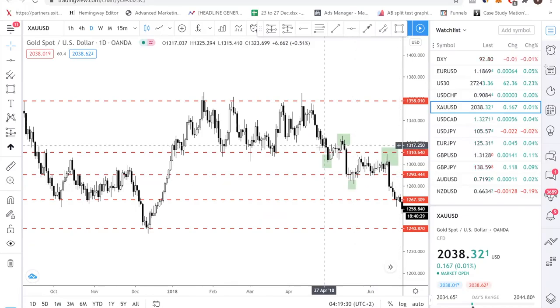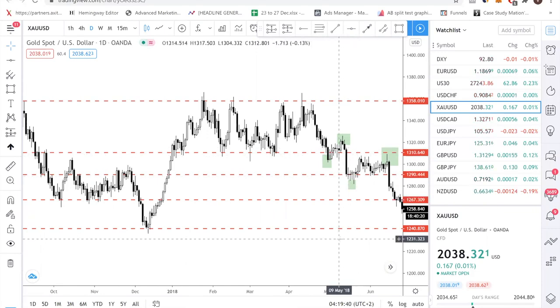What's step number 2? Step number 2 is you want to draw your support and resistance levels. So we've drawn them. We have this level, this level, this level, this level, and this level. So we have all these levels.